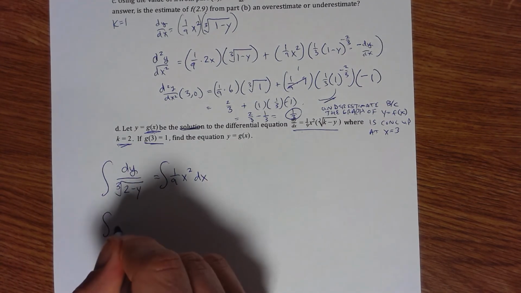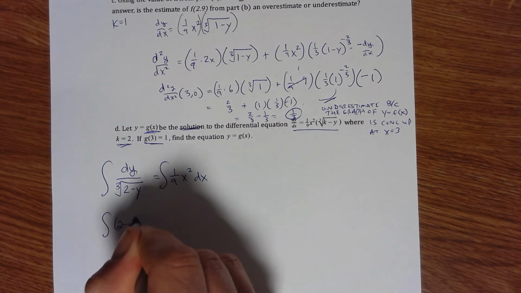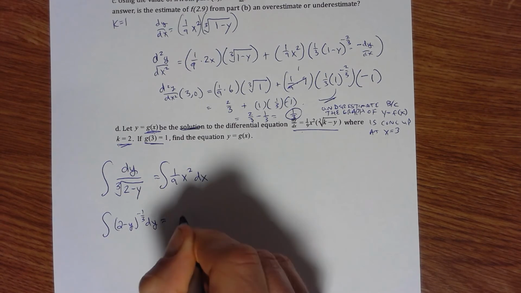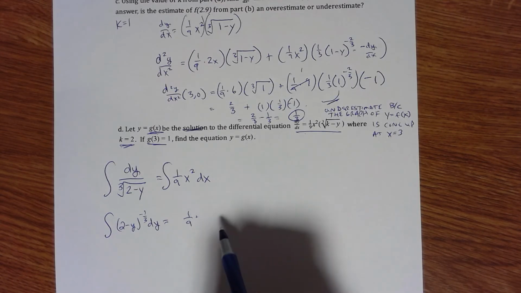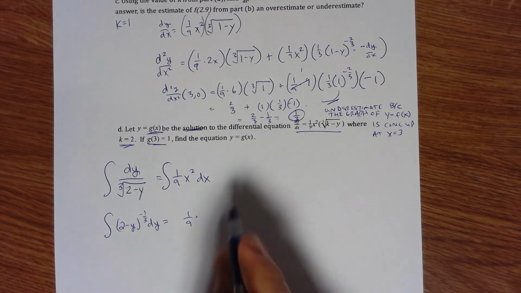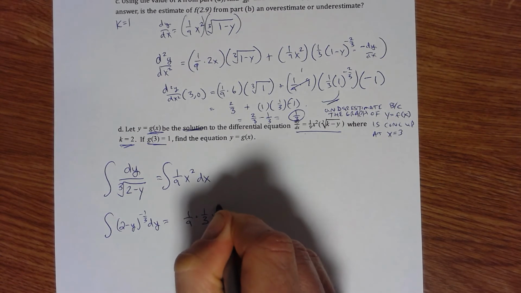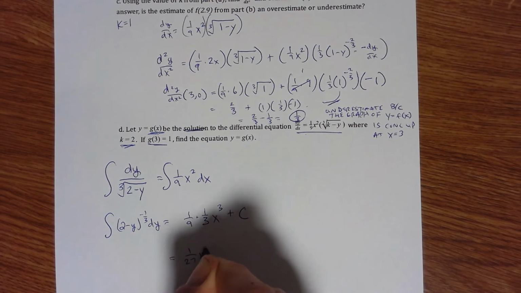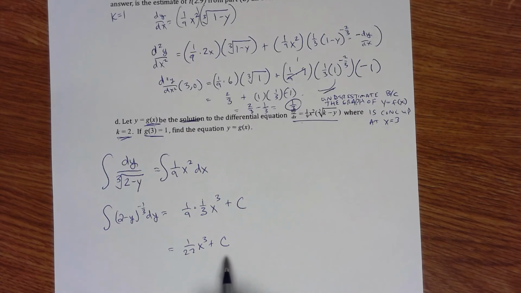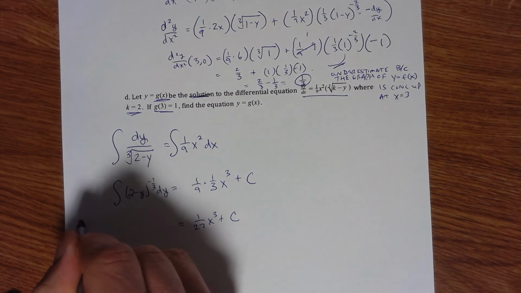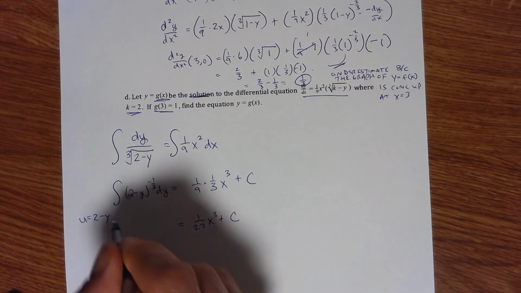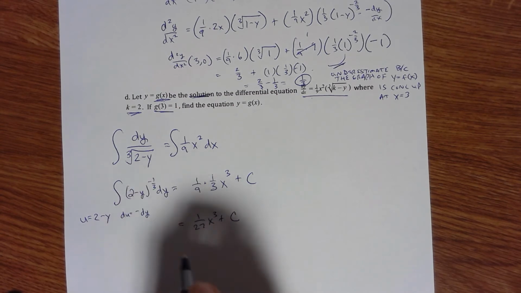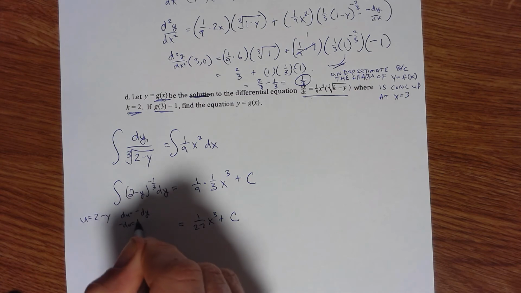So I'm going to rewrite this one as (2 minus y) to the negative 1/3 dy. This one, I can find the antiderivative right away. It's 1/9. The antiderivative of x squared, using the power rule, is 1/3 x to the 3rd plus c. So on this side, it's 1/27 x to the 3rd plus c. That side is ready to go. We've got some work on this side. I'm going to use substitution. u equals 2 minus y, du is negative dy, and negative du is equal to dy.